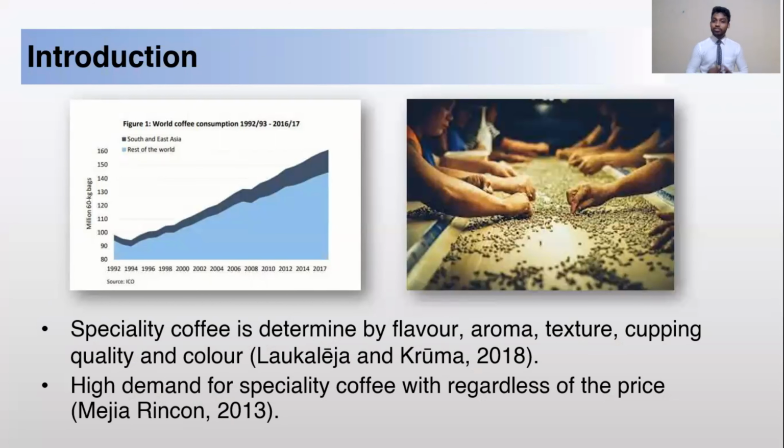Coffee is one of the main agricultural crops in the world, while specialty coffee plays a major role in the incremental growth of demand and consumption, as you can see in the first picture. There are different definitions for specialty coffee, even within the same group of people. But it is determined by the flavor, aroma, texture, cupping quality, and color. Due to a series of sorting steps, the amount of specialty coffee that we receive for roasting is much less. And due to the quality and standardization, there is high demand for specialty coffee regardless of the price.